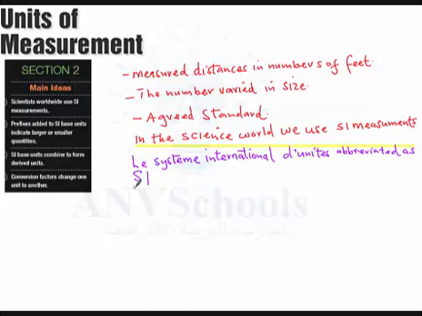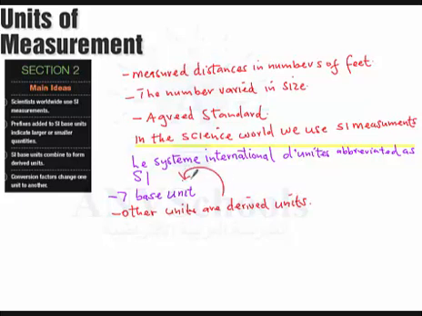This system was adopted in 1960 by the General Conference on Weights and Measures. So SI now has 7 base units, which are commonly used by chemists. Most other units are regarded as derived units. What we mean by derived is that these units are derived from the 7 base units.